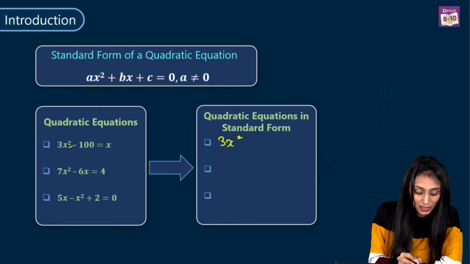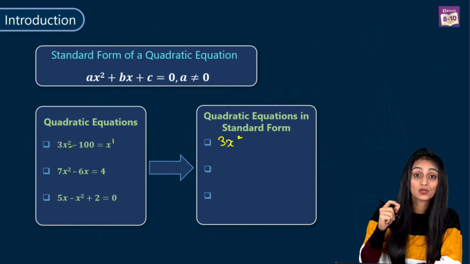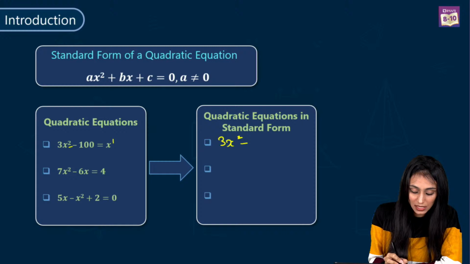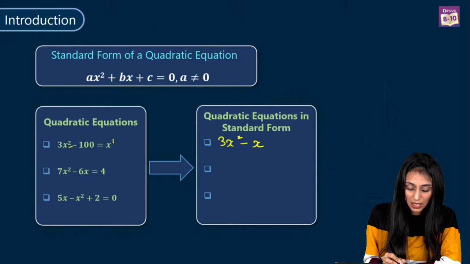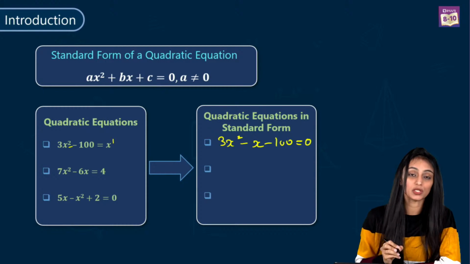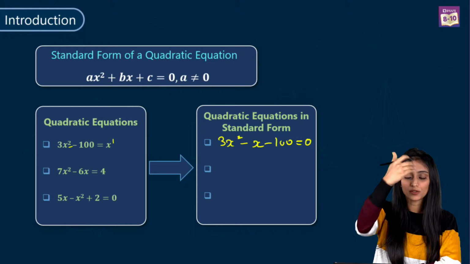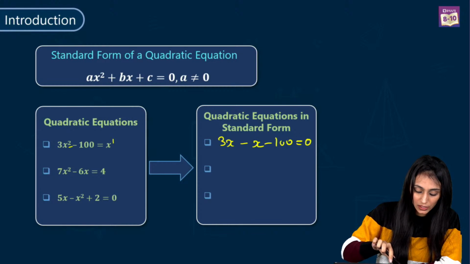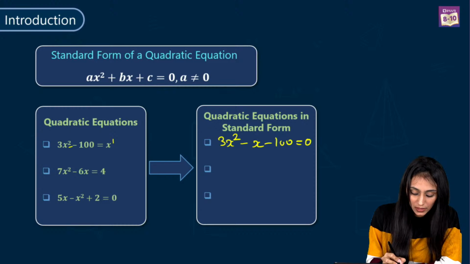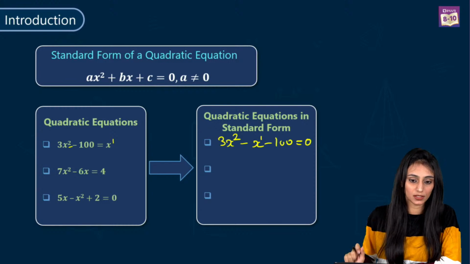So we write 3x square. Then here we have x. It has got power 1. I'll take it to the other side. We have minus x. Sign will change. Minus 100 as it is equals to 0. Right? So you can see the order of the degree. First, here the degree is 2. Highest power will come. Then the degree is 1 and then the constant term.